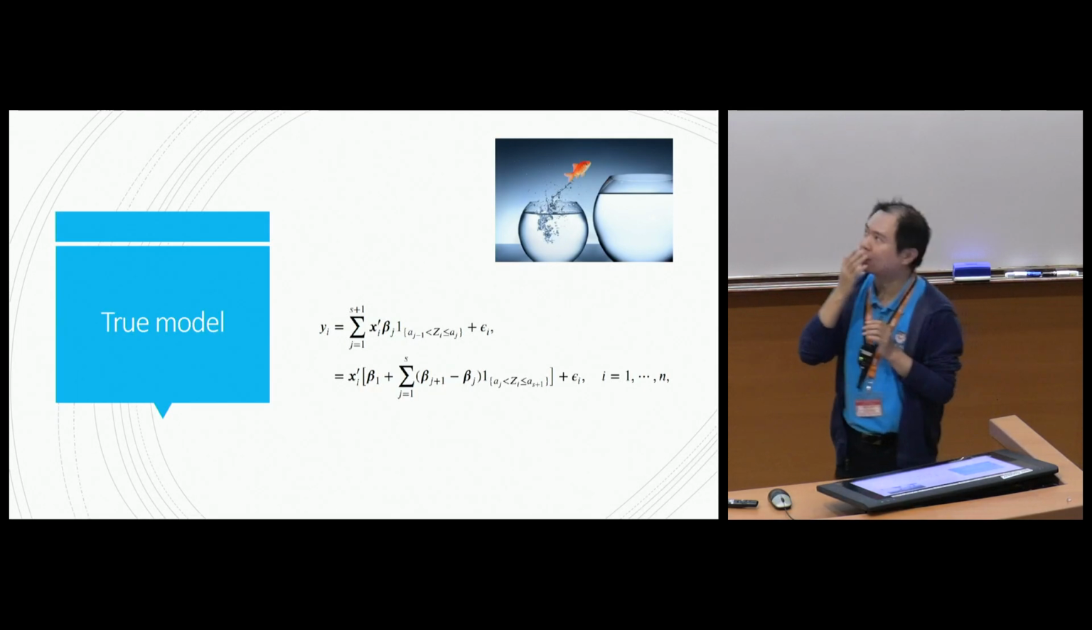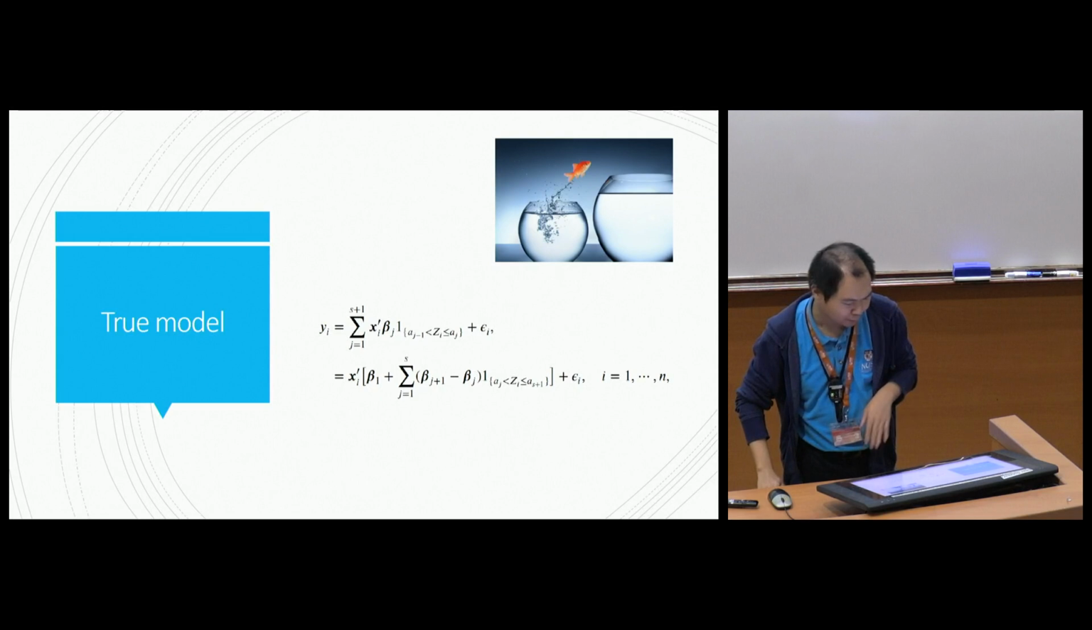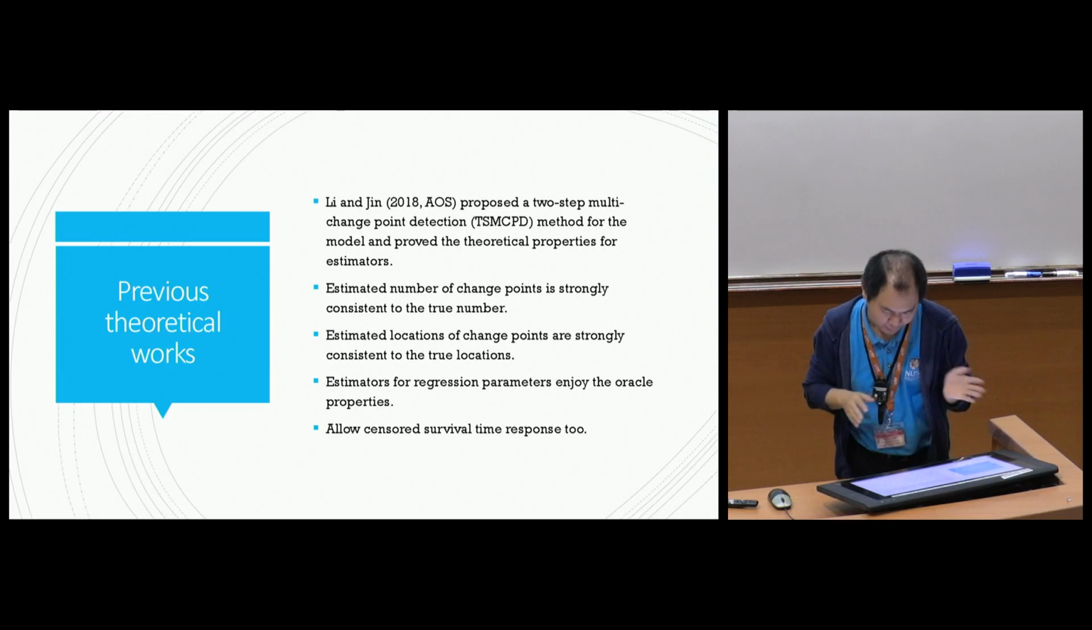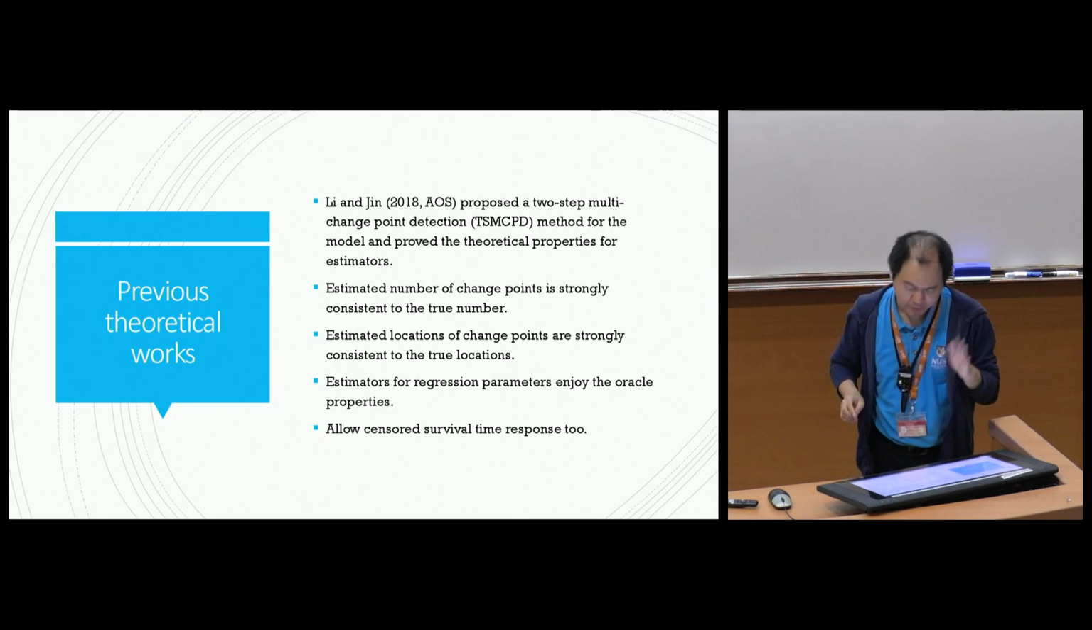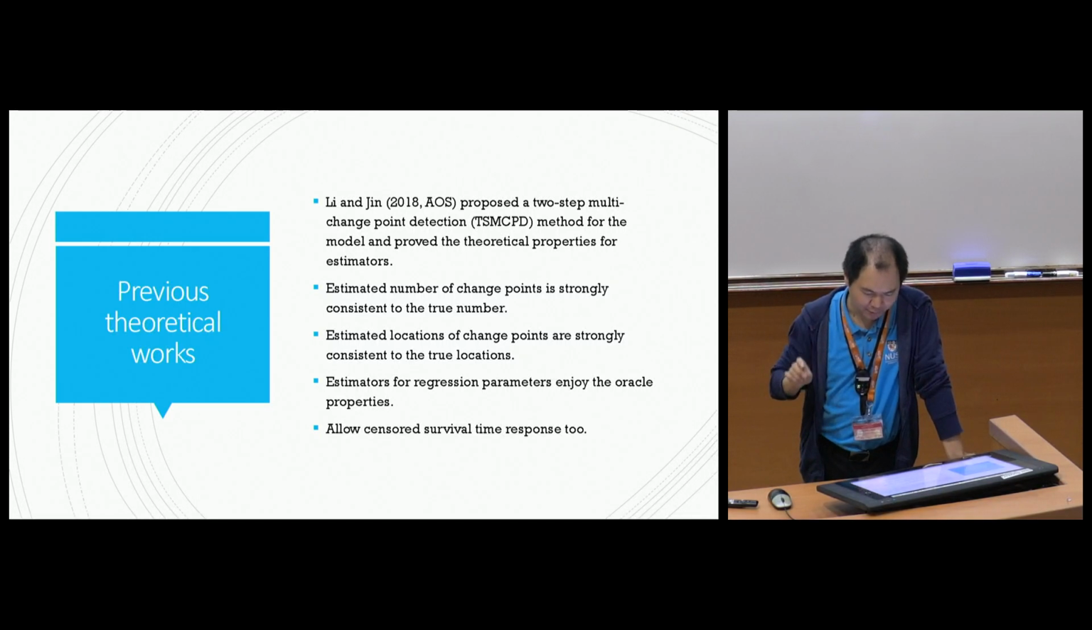So in the previous work, this is not a new model, actually. In one of my previous theoretical works, we have studied this model very rigorously already. So in that paper, we developed a two-stage multiple change point detection method for this model. And we are able to estimate the number of change points with strong consistency. So the number of change points can be estimated almost surely. And the locations can also be estimated almost surely. Question?